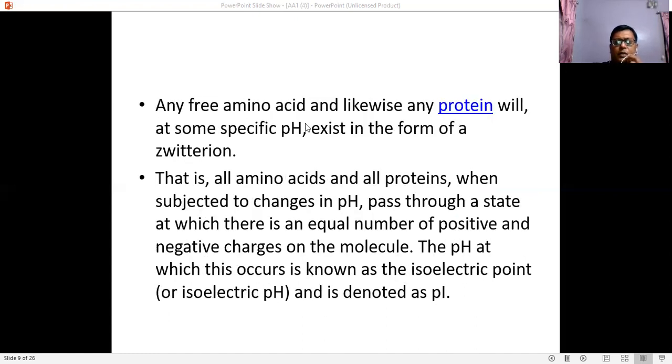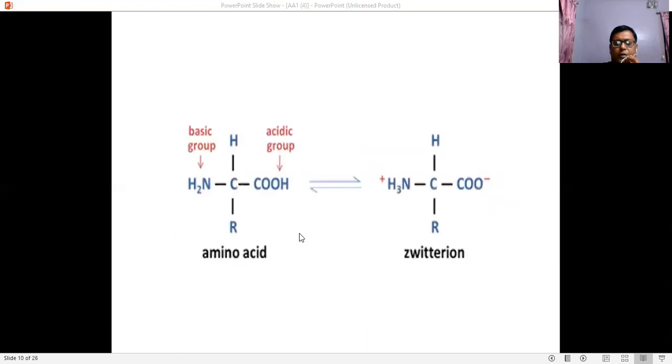Any free amino acid and likewise any protein will at specific pH exist in the form of a Zwitter ion. Thus, all amino acids and all proteins, when subjected to changes in pH, pass through a state at which there is an equal number of positive and negative charges on the molecule. The pH at which this occurs is known as isoelectric pH or isoelectric point. It is denoted as small p, capital I, pI. So isoelectric pH is very important.